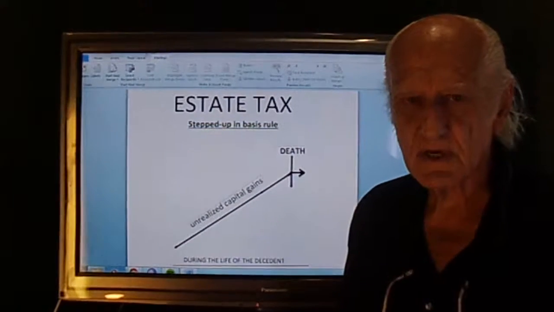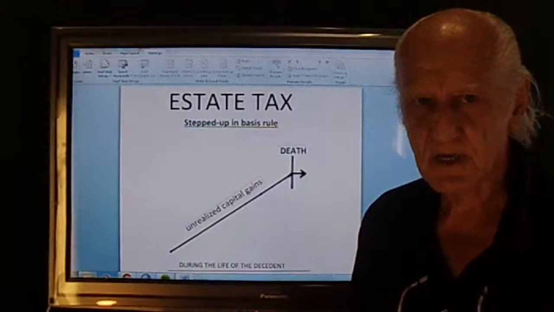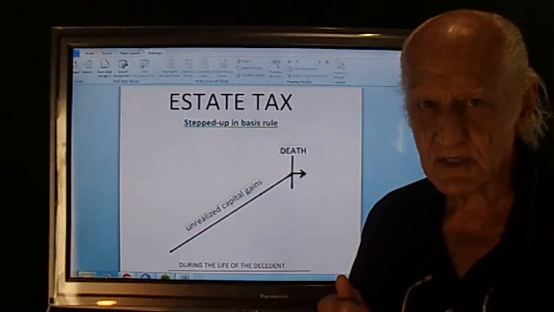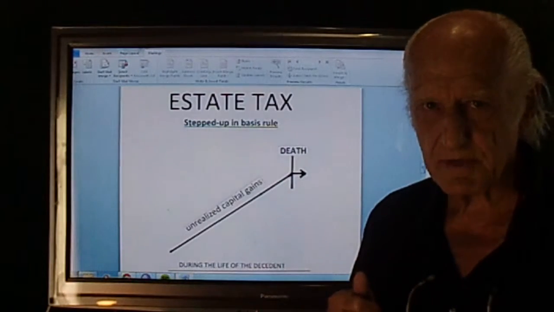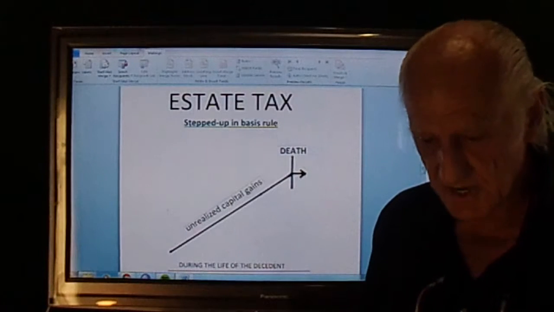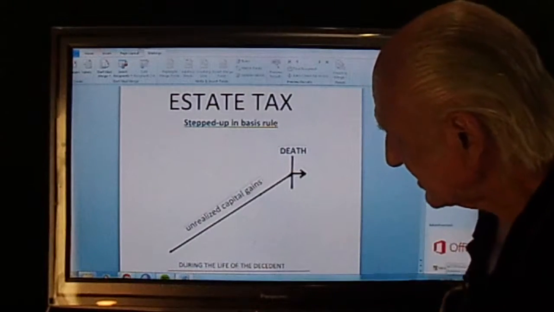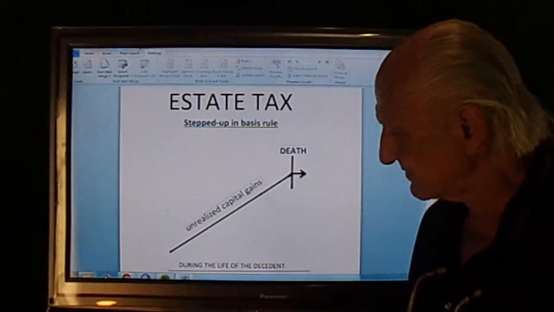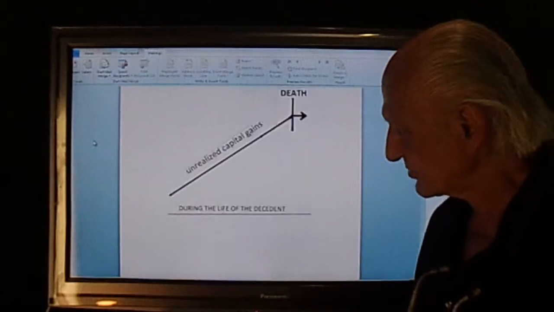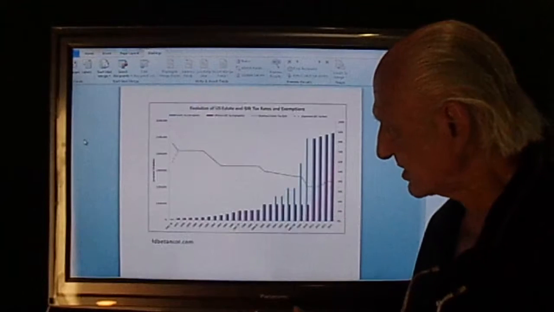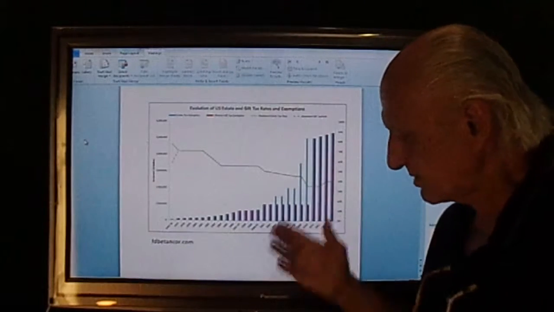Okay, this is part 3. The death tax of the Death Tax Repeal Act of 2015. Now, I think I finished this chart here in the previous video. So I'm going to go to the next chart here. Well, back to this chart. We've seen it before.